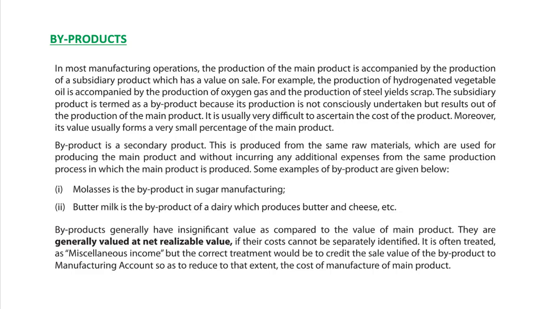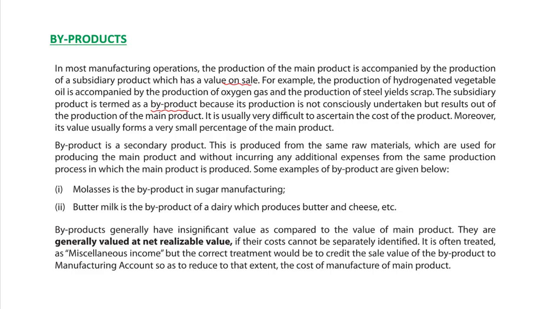Next is byproduct. In most manufacturing operations, the production of the main product is accompanied by the production of subsidiary products which have a sale value. For example, production of hydrogenated vegetable oils is accompanied by production of oxygen gas, and the production of steel yields scrap. The subsidiary product is termed a byproduct, which is produced automatically. The company does not have the objective to manufacture the byproduct, because its production is not consciously undertaken but results out of the production of the main product.